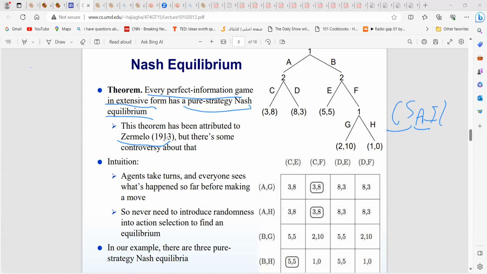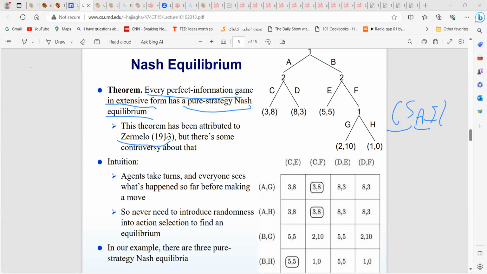Anyhow, why do we say it is a pure strategy? So the idea is that generally, we will talk about it and we will prove it later. And actually we will mention how we can get even one Nash equilibrium, which is pure, and we'll talk about it. But somehow the idea is that agents here are making the moves one after the other. They will see the move of the other person.